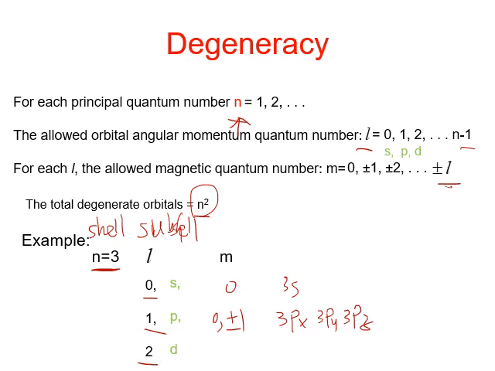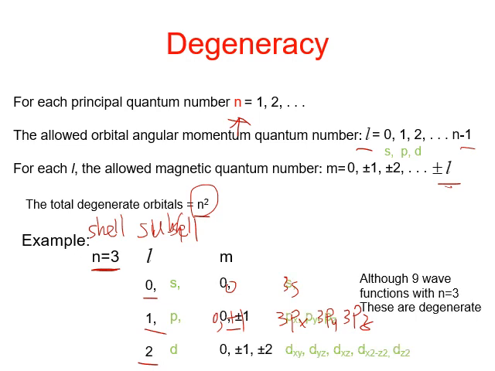Now when L equals 2, then you have 0, positive, negative 1, positive, negative 2. That's 5 d orbitals. So how many total orbitals do you have? You have 1 s orbital, 3 p orbitals, 5 d orbitals, altogether 9. All these orbitals correspond to the same n, and therefore they are degenerate, which is 9 degenerate orbitals.